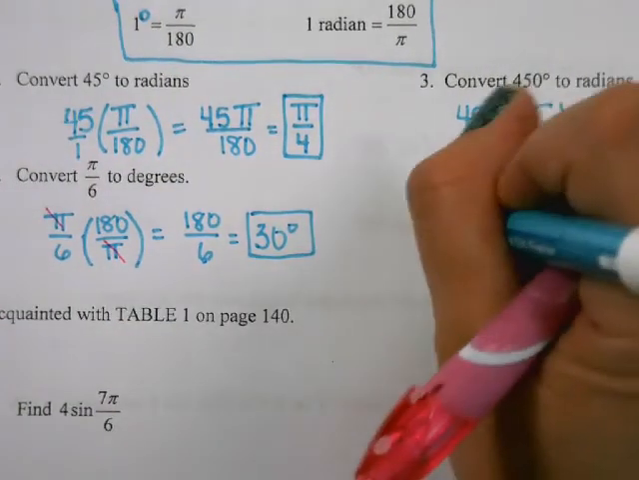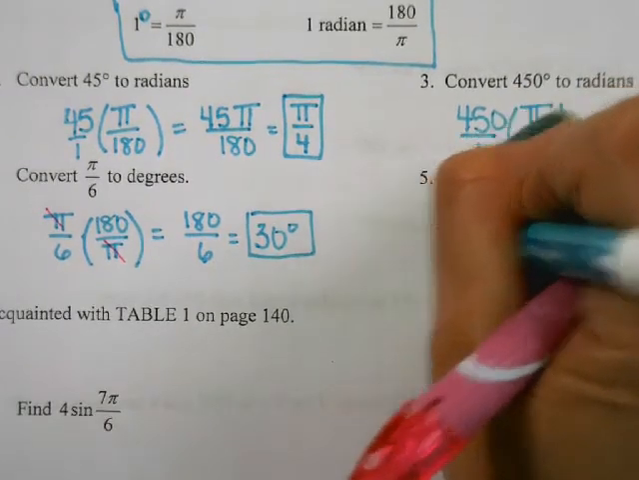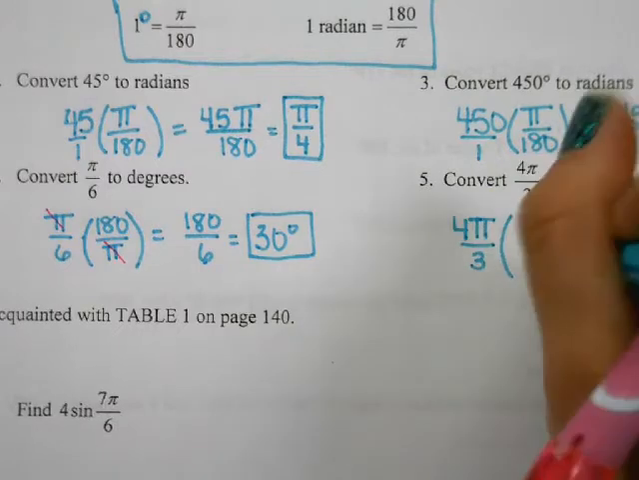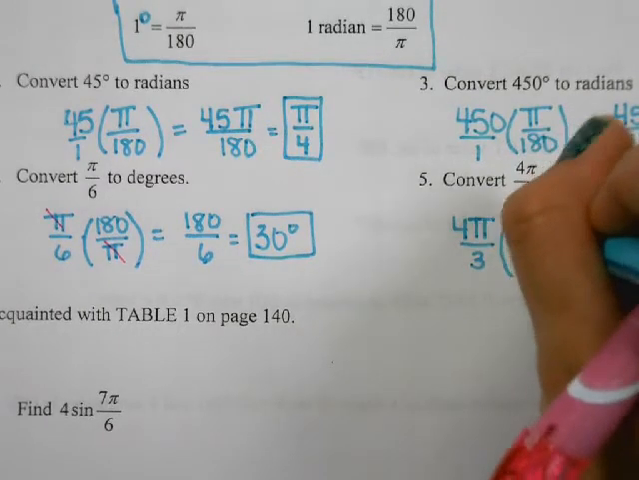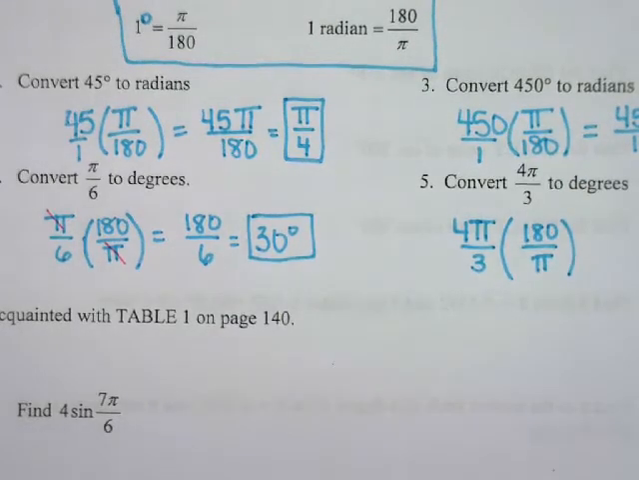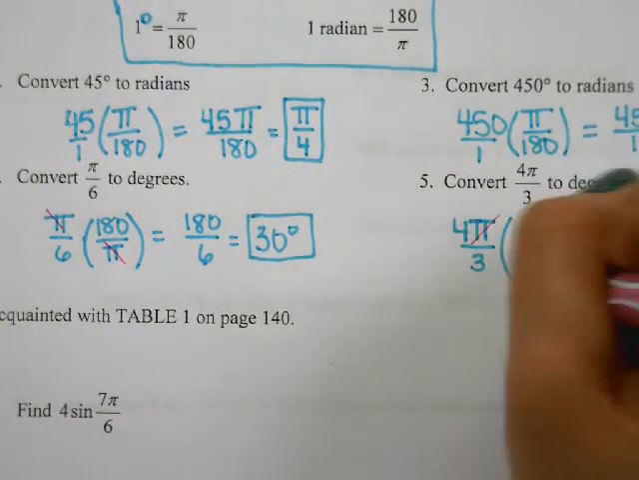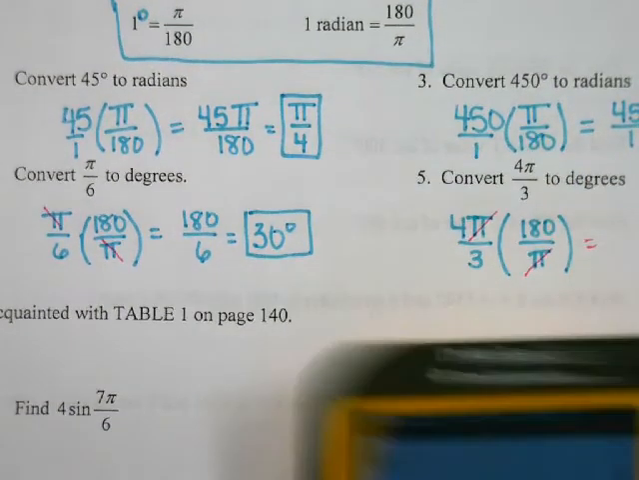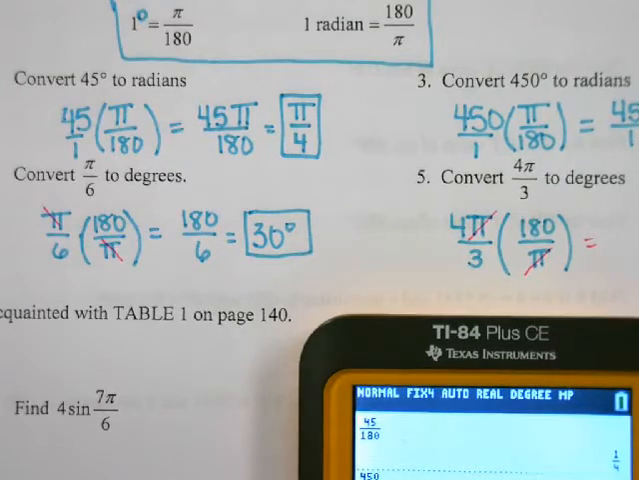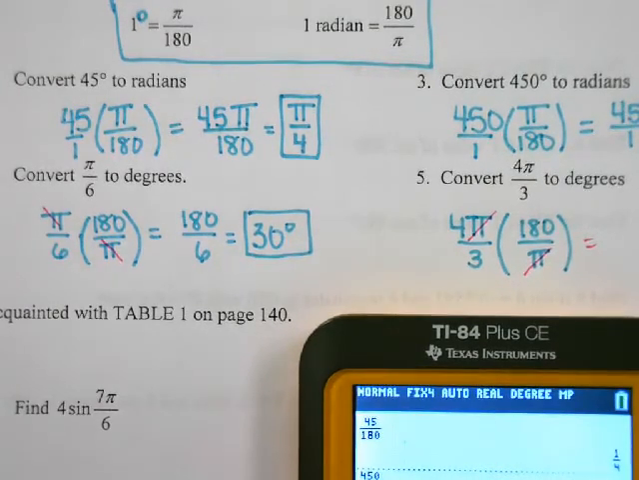Okay, 4 pi over 3. So I'm going to take 4 pi over 3 and multiply it by 180 over pi. Again, the pi's will cancel. 4 times 180 all over 3. Make it work for you.